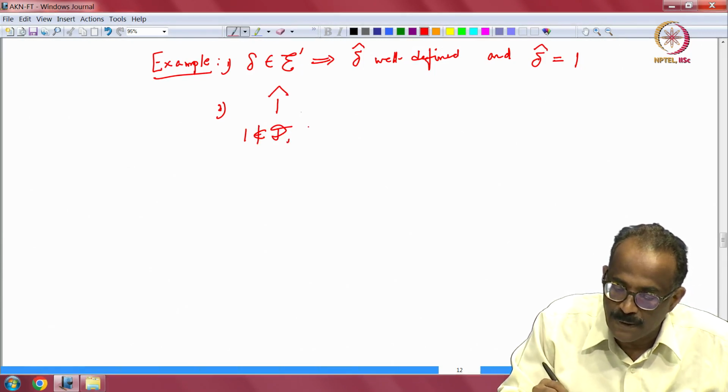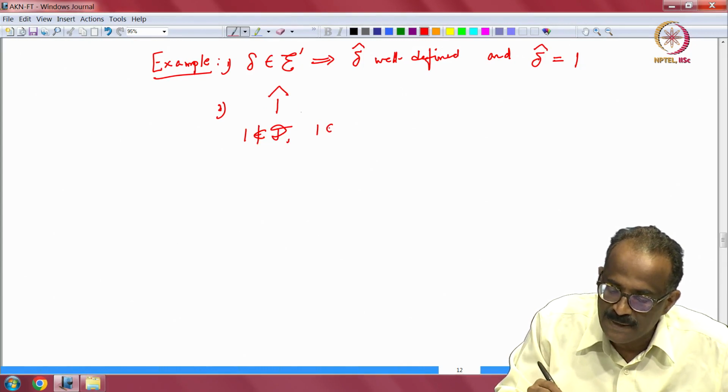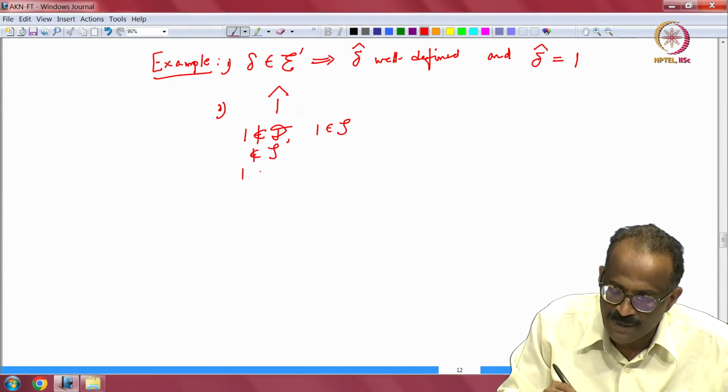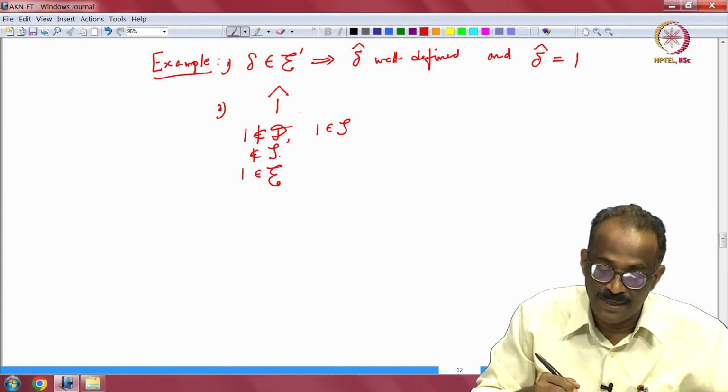Okay, but yeah, 1 is only in C. Okay, 1 is in zeta prime, not even in D. 1 is not in zeta. Okay, of course 1 is in E. That is true because it is a continuous function, but it is not in D or C.